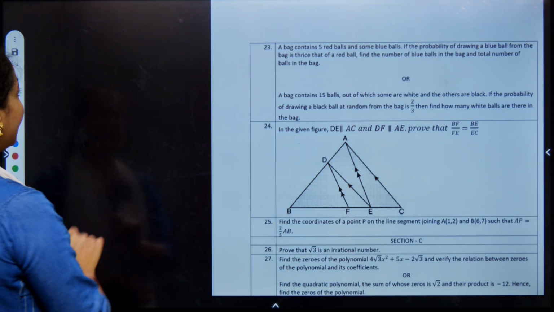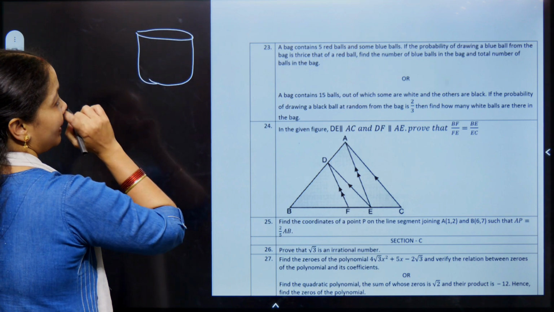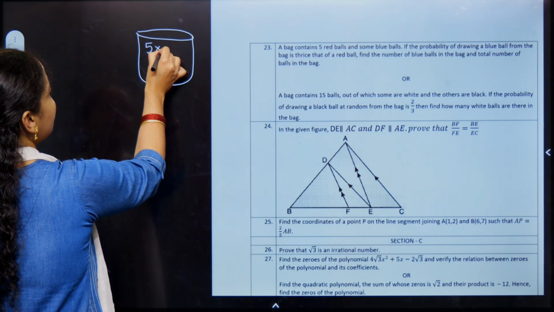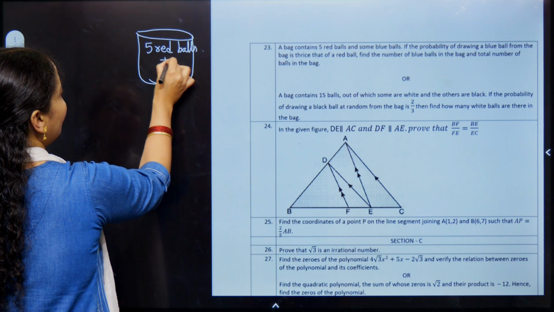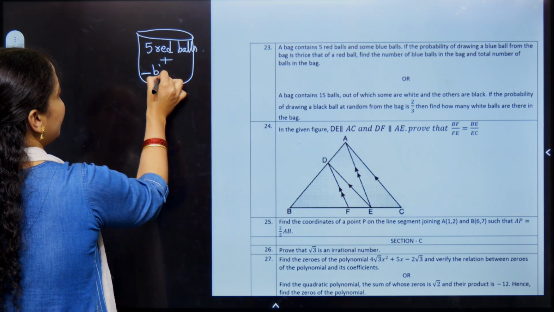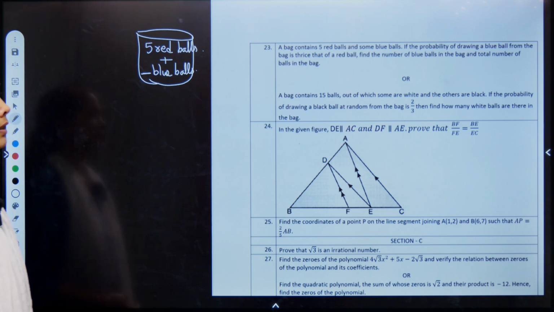So we have a bag. Let us just imagine that this is the bag. In this bag there are 5 red balls, and I don't know how many blue balls are there, so I'll put a dash for the blue balls.